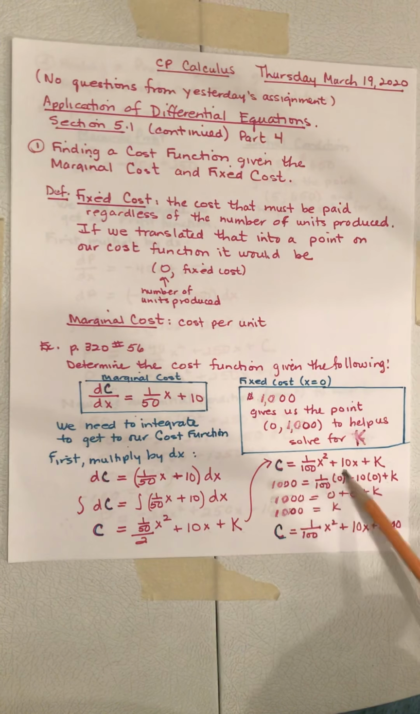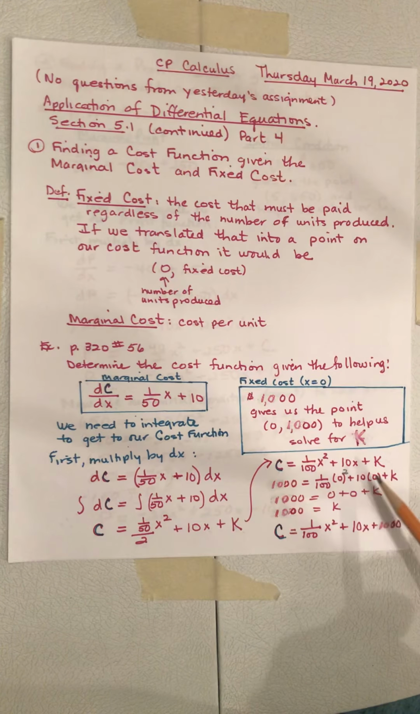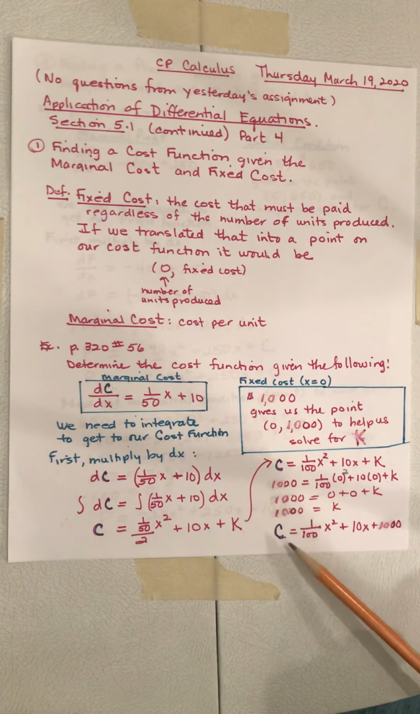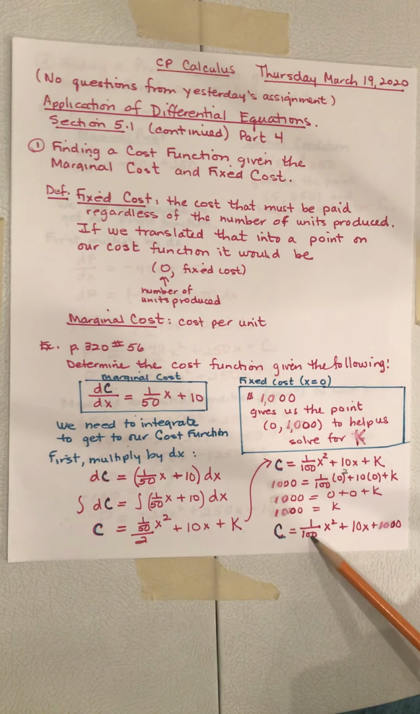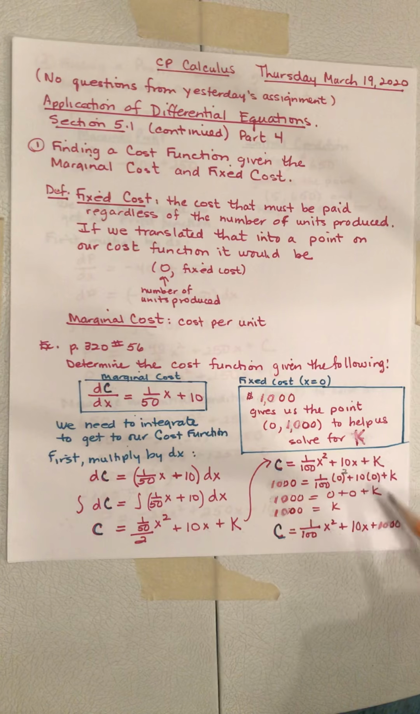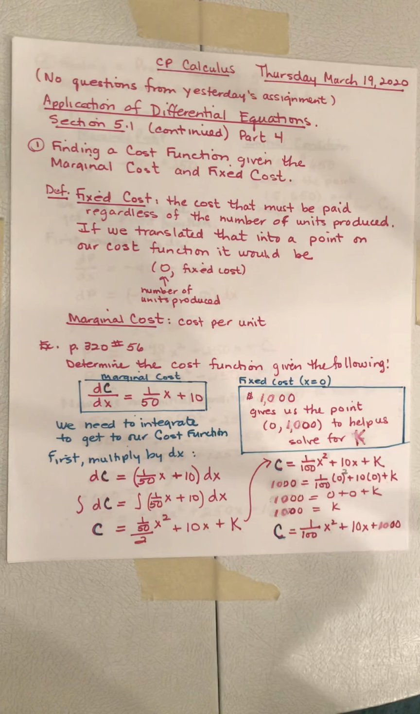So we can see that this is going to be 0 and this is multiplied by 0, so we get 0 plus 0 plus K. So K turns out to be 1,000. So our cost function, C, is 1 over 100 x squared plus 10x plus 1,000. That's our K value. Okay, I hope you got that.